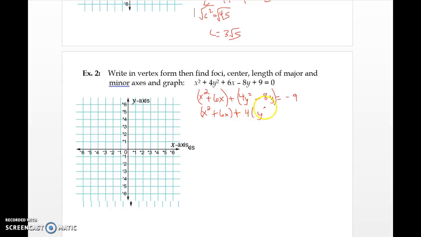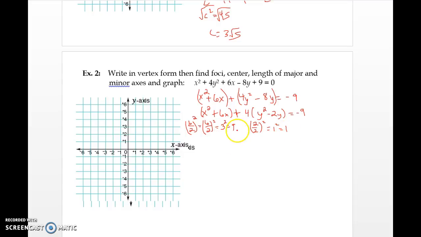And that leaves me with y squared minus 2y. That's going to equal -9. Now I can go ahead and find b over 2 quantity squared for each parenthesis. So for my x parenthesis, that's 6 over 2 squared, which is 3 squared, which is 9. And for the y parenthesis, that's 2 over 2 squared, which is 1 squared, which is 1.